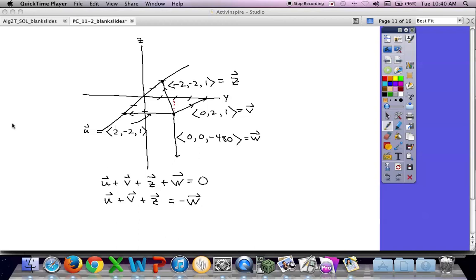Okay, so on this one, I've already written the vectors that we just calculated, which we're going to use for the directions.